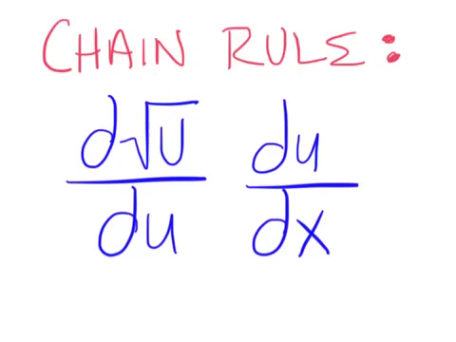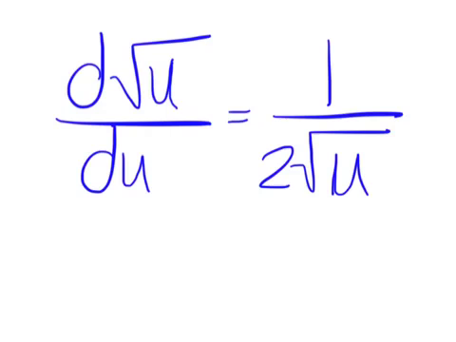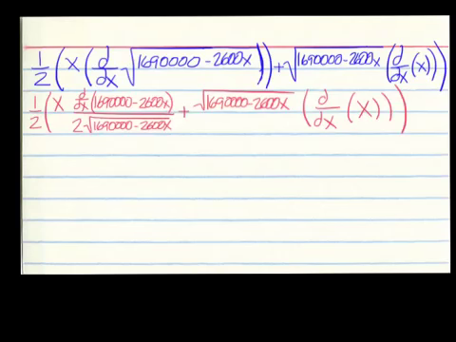So in other words, it's this. You're going to end up with an item that looks like this: 1 over 2 square root of u. So here it comes. And look at the difference between the blue and the red, and I'll go through it with you. Notice that we had the radical sign over 1.69 million minus 2600x. That's what we started with.